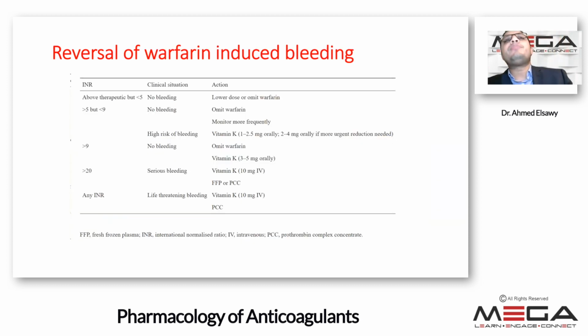Reversal of warfarin-induced bleeding depends on how serious the bleeding is. If it is life-threatening bleeding, we give prothrombin complex concentrate and vitamin K intravenously, and you give FFP. If it is just to correct the INR, we move toward giving vitamin K and omitting the warfarin dose, then reduce the following doses of warfarin, with careful monitoring of the INR.